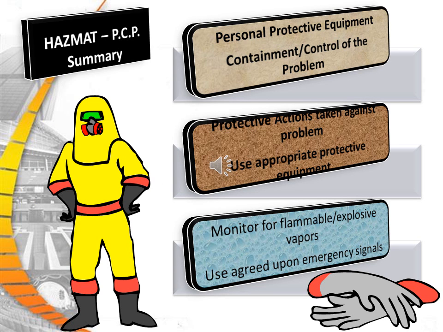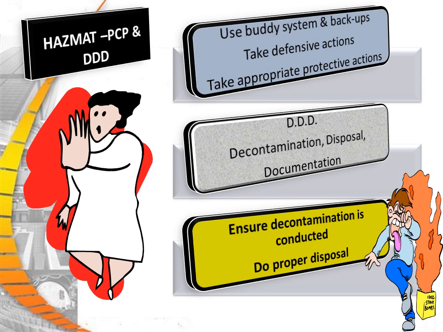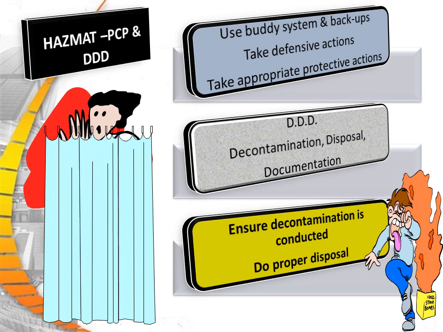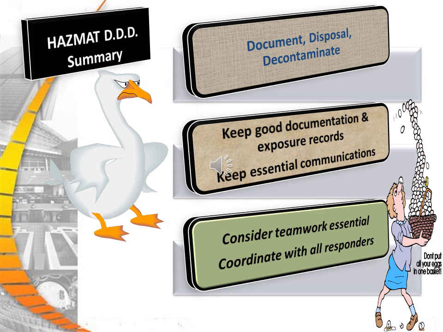Personal protective equipment should be suited to the situation, using containment and control of the problem. Protective action should be taken against the problem using appropriate protection and monitoring for flammable and explosive vapors, using agreed upon emergency signals. Remember, document, dispose, and decontaminate. Keep good documentation as recommended and keep your exposure records for 30 years. Keep essential communications clear. Consider teamwork essential and coordinate with all responders.